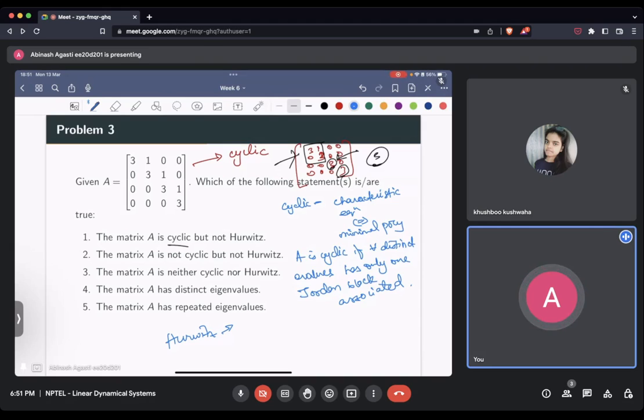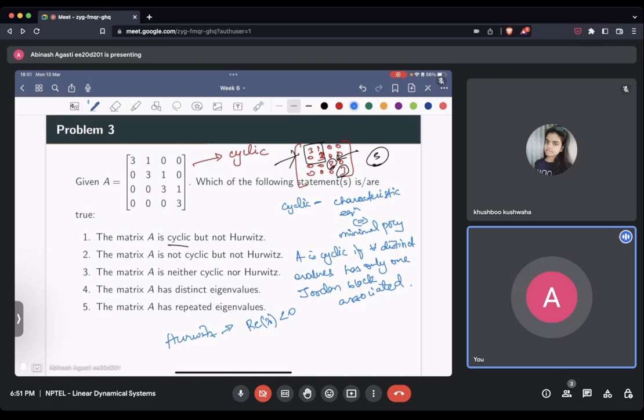So if you remember the Routh-Hurwitz criterion, I guess it is named after him. Any matrix is Hurwitz if it has only strictly negative eigenvalues, right? The real parts of the eigenvalues are negative. Then the system is completely stable. Such a matrix is a Hurwitz matrix.